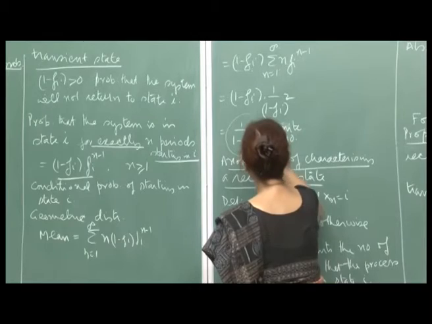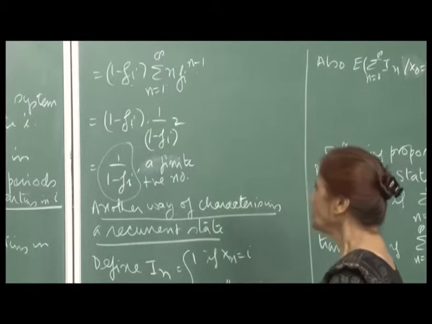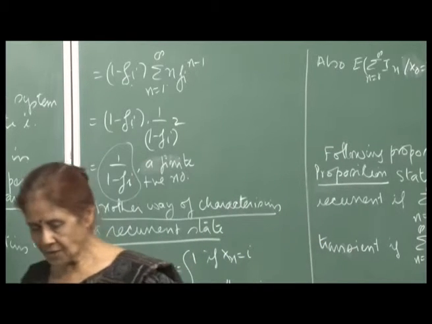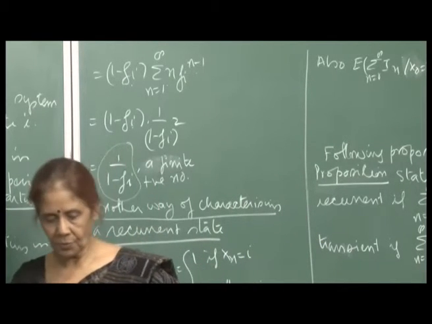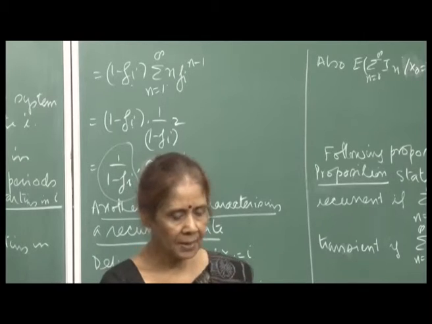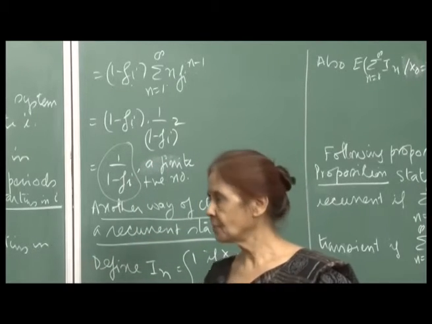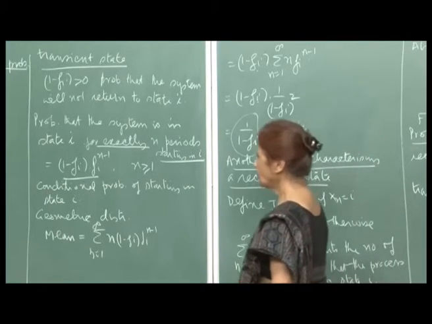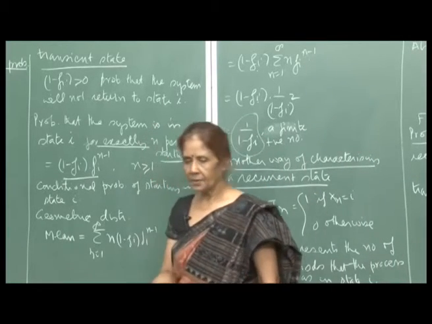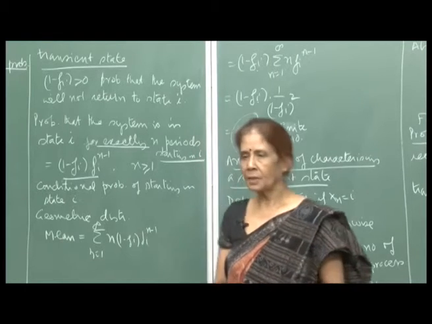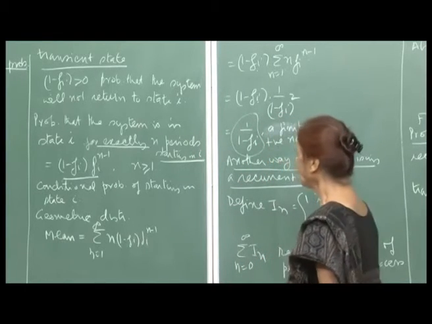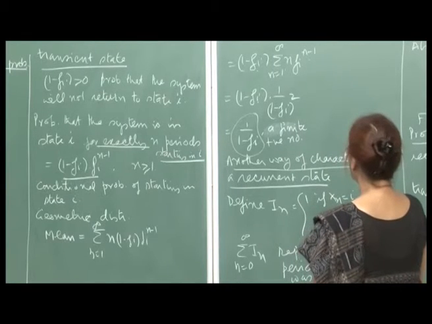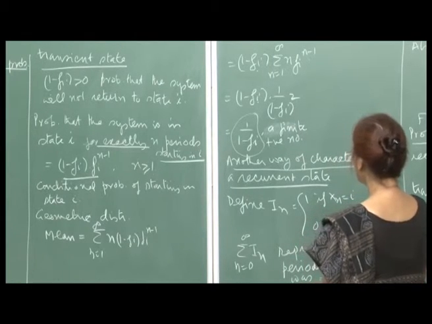So, this is a finite positive number. That means the average of a, you see, if it was to visit itself an infinite number of times, the mean will not be finite, but here the mean is finite. So, that means you can again interpret this as saying that the state will not be revisited an infinite number of times, only a finite number of times it will be revisited.